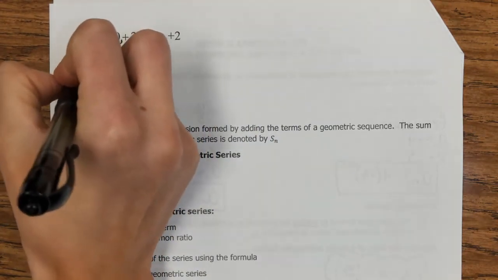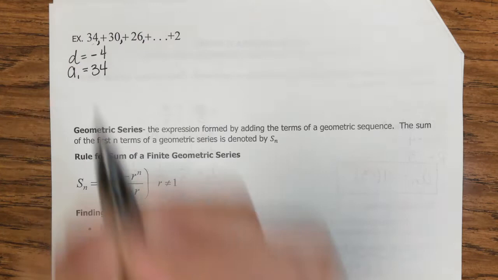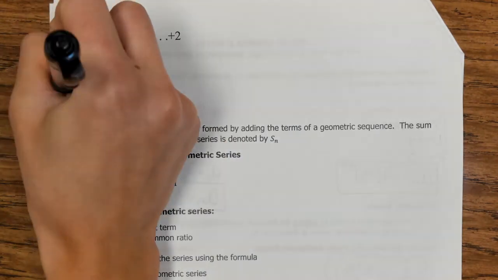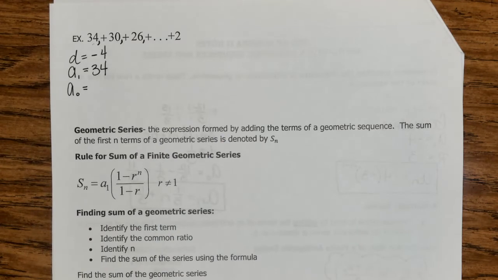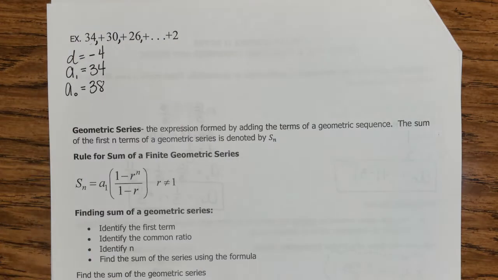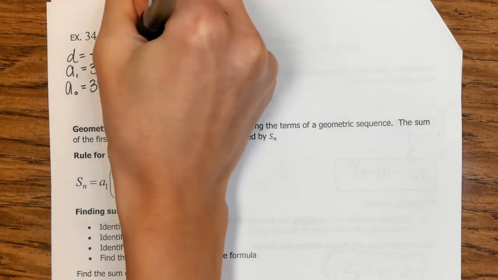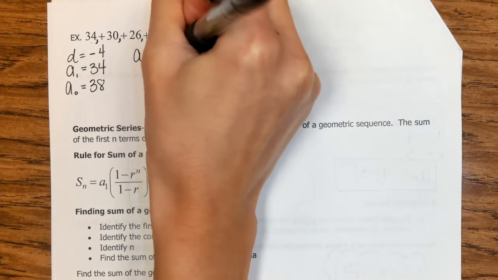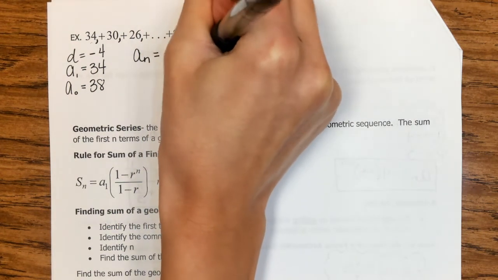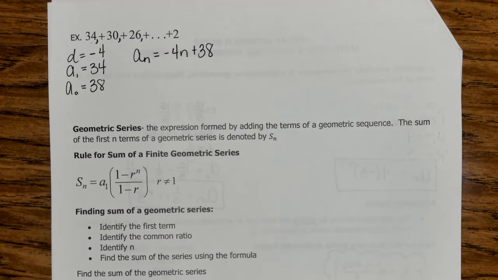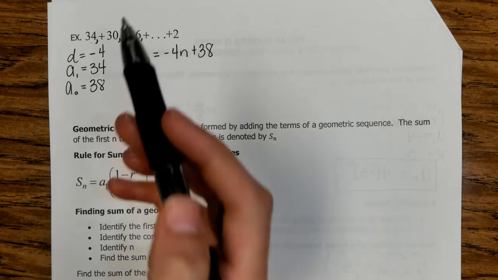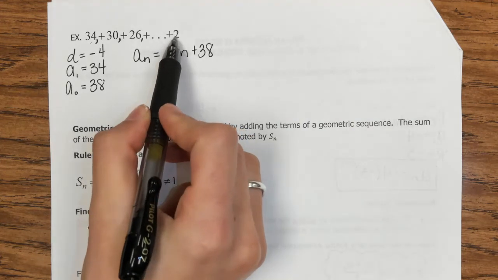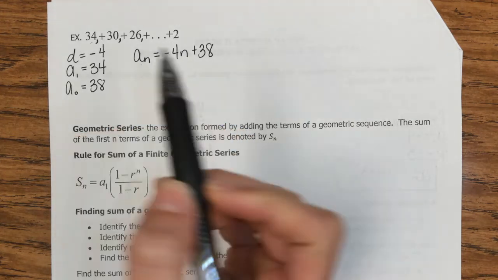My A1 is 34. I can find my A naught. What would have come before 34? 38. So I can actually come up with the equation an is equal to negative 4n plus 38. What I don't know is how many terms it is from 34 all the way down to 2. So that's what we need to figure out. Well, we can figure that out by plugging in our 2 for our an, so we need to solve for this n.